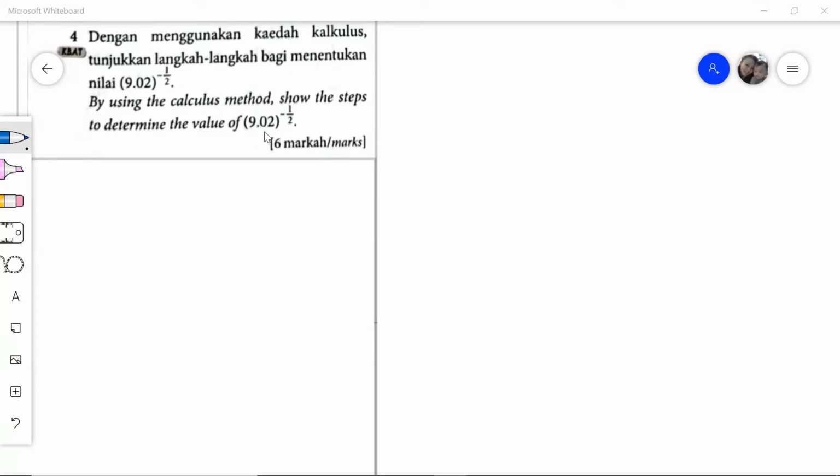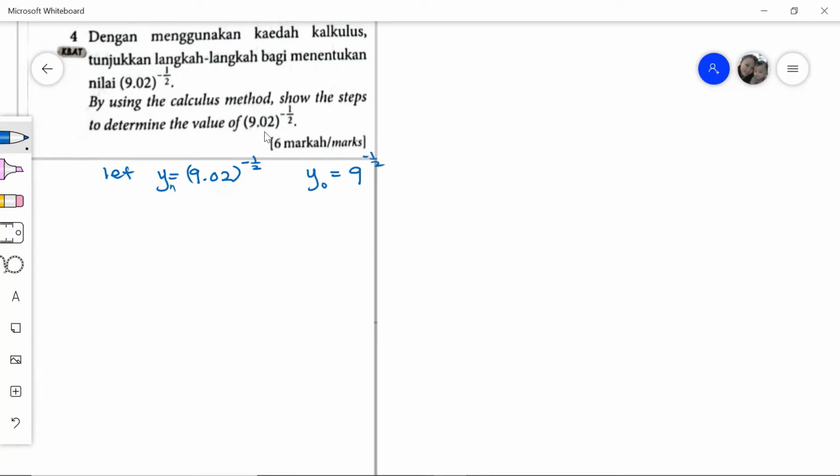So in this case, we let y be 9.02 raised to the power of negative half. I will call this the new y because I'm going to define the original y to be 9 to the power of negative half.